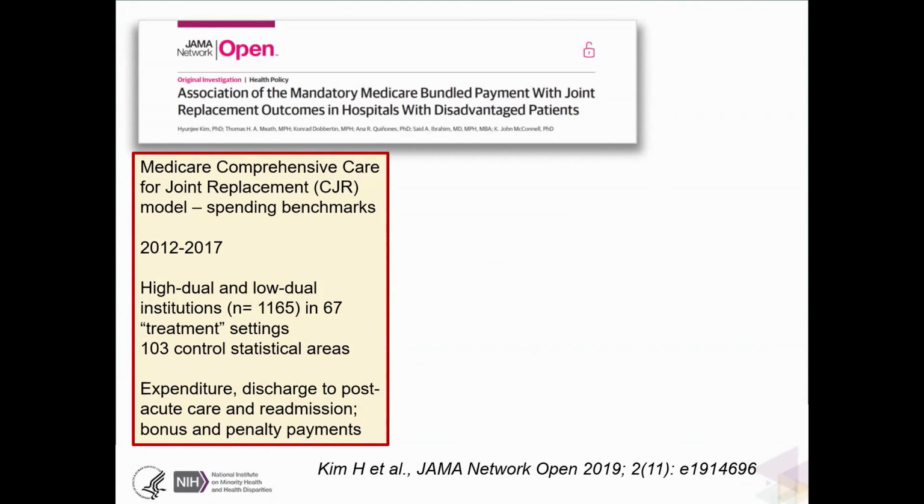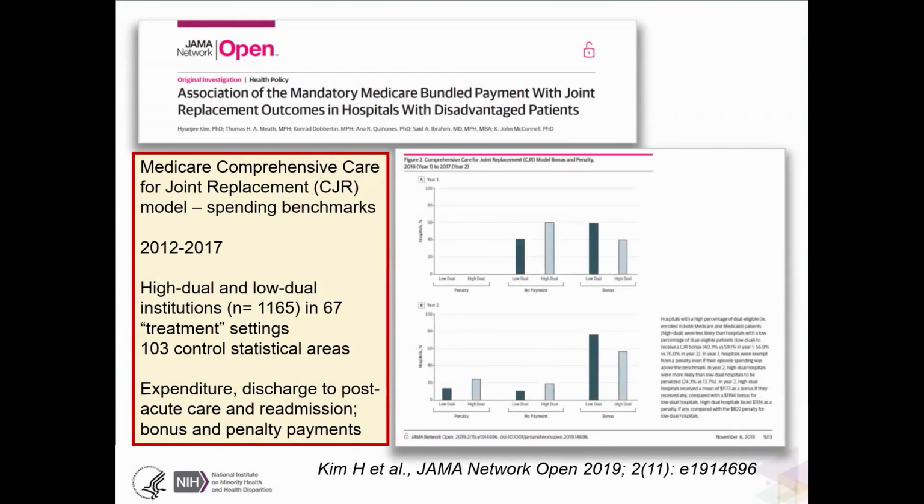So with that in mind, the authors compared before and after. They compared data before the implementation of the policy and data 1 year after the policy was implemented. And they found the following. The light blue is the high dual hospitals, and the dark blue is the low dual hospitals.